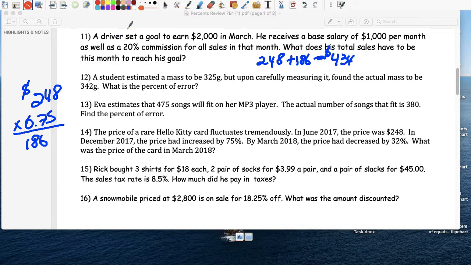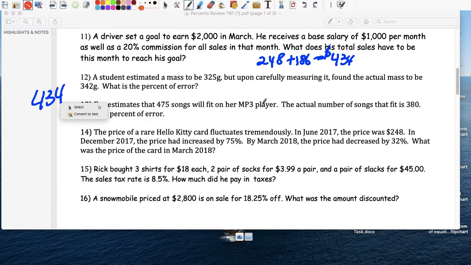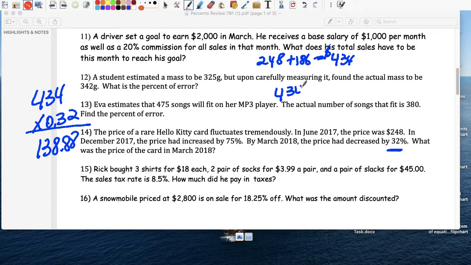Okay, but you held on to the card because you're thinking, oh my God, it's going to go up higher. But things turned. Nobody likes the card anymore, and the price decreased by 32%. So we're going to take the new price, which is $434, and multiply that by 0.32 to see how much of a drop. 434 times 0.32, it dropped $138.88. So from 434, we're going to take away 138.88, and that's going to give us our price.